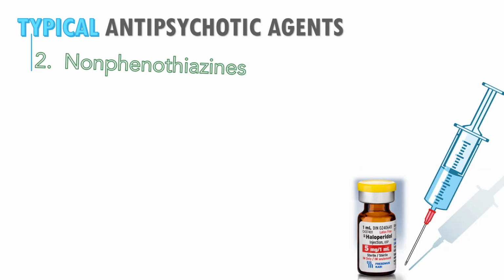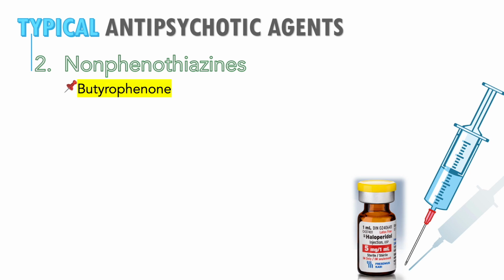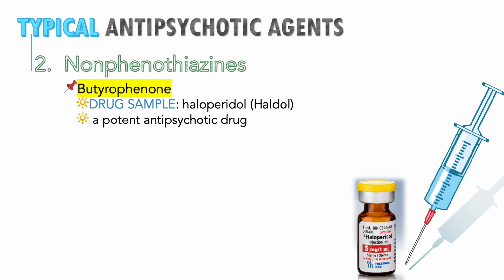Let's now discuss non-phenothiazines. First up, under non-phenothiazine, we have the butyrophenone group. A frequently prescribed non-phenothiazine, specifically under butyrophenone, is haloperidol. Haloperidol's pharmacologic behavior is similar to that of the phenothiazines. It is a potent antipsychotic drug in which the equivalent prescribed dose is smaller than that of drugs of lower potency. The drug dose for haloperidol is 0.5 to 5 milligrams.